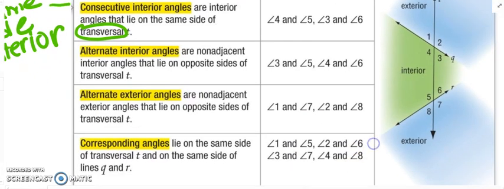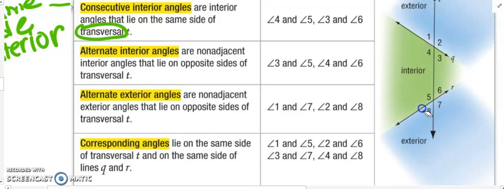The next thing we have is alternating interior. The good thing about this vocab is the words pretty much tell you what you have. So it's alternating and it's interior. So interior, inside in the green, it's going to be alternating on the sides of the transversal. So 4 and 6, 3 and 5.